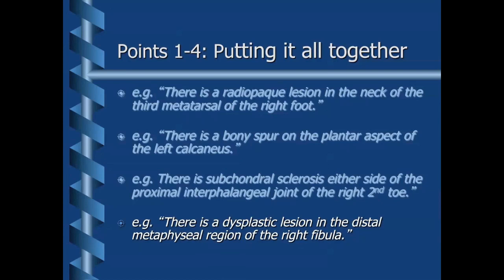Final example, there is a dysplastic lesion in the distal metaphyseal region of the right fibula. So again, we're being very specific about the location, distal metaphyseal region of the right fibula, and we're saying that there's some form of dysplasia there, which is a localized area of altered metabolism in the bone. And for example, it may well be a bone tumour. So there is a dysplastic lesion in the distal metaphyseal region of the right fibula. So again, if we think back to that colleague in Perth, they should be able to picture this really clearly.